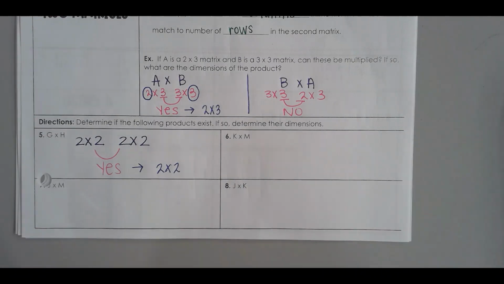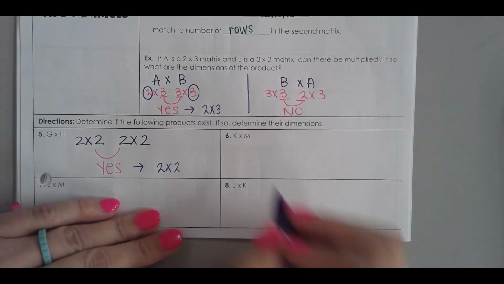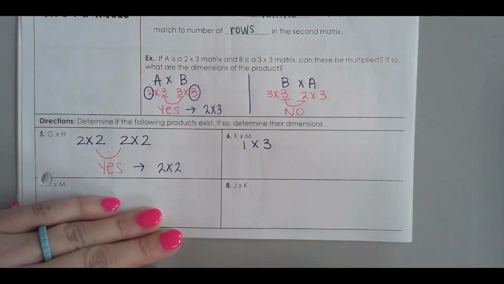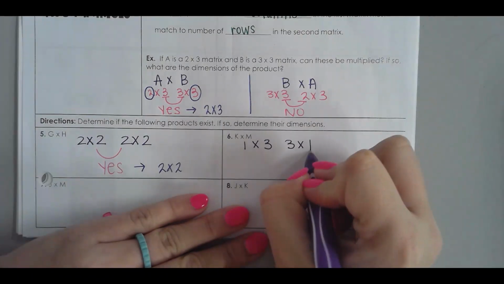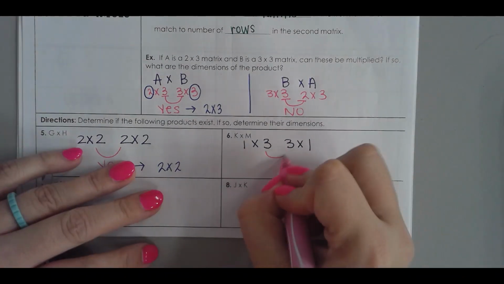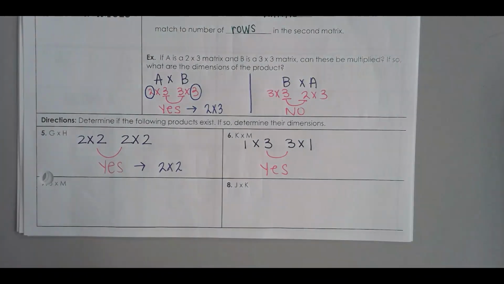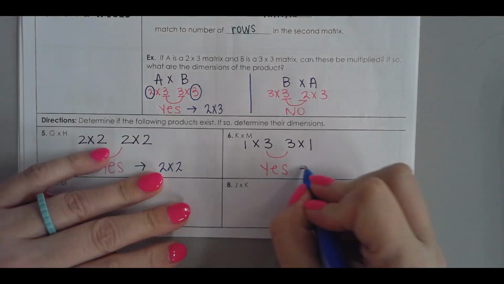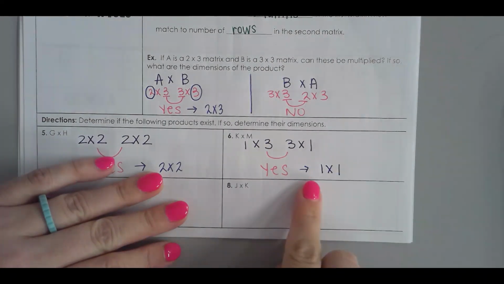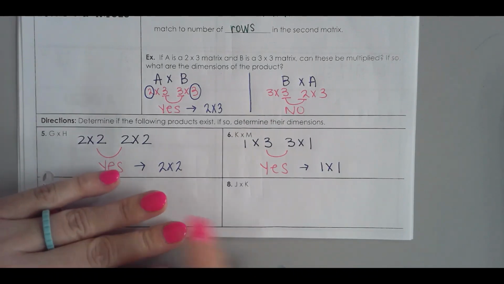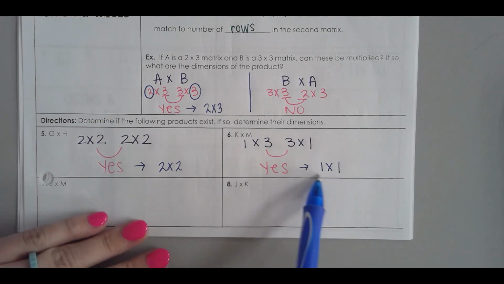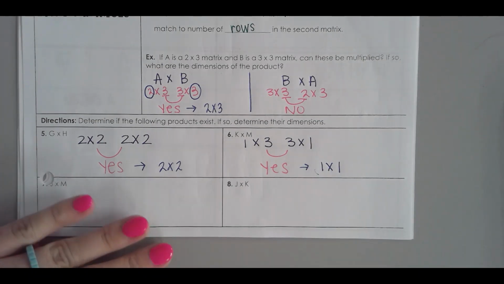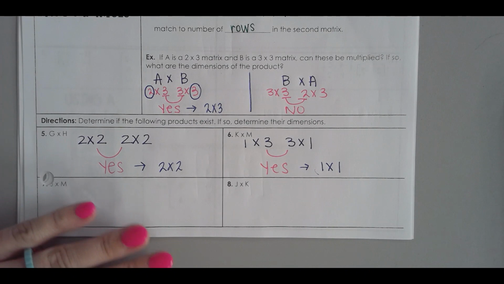Alright, matrix K is a 1 by 3. M is a 3 by 1. Does it work? Yes, it does. What size will my answer be? 1 by 1. Guess what? If this was the question I gave you to actually multiply out, it's going to be pretty easy, because your answer only has one element in it. A 1 by 1 is one number. Those would be the easiest problems to do.